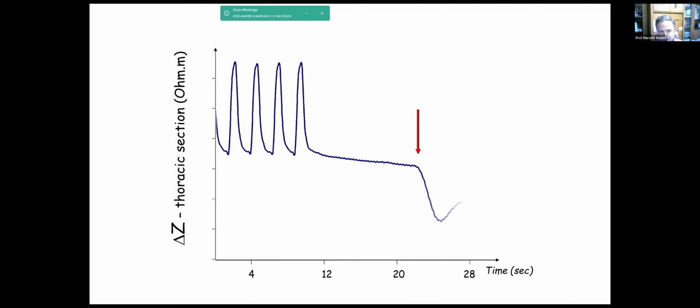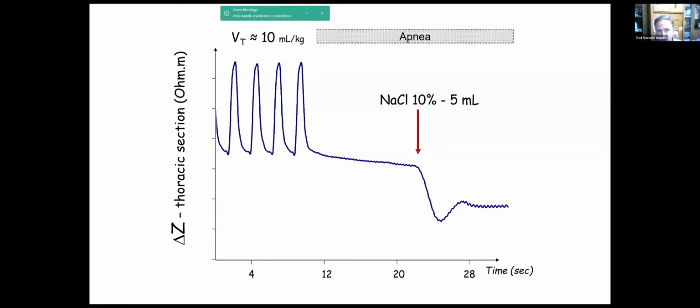Typically, this is the signal of a plethysmogram of a patient in the ICU. This is the ventilation signal. And then we stop. We perform an apnea using an expiratory pause. And then we inject a saline. Nowadays, many different concentrations of saline have been studied. Typically, you have been using 7.5%, 10 mLs, but many papers nowadays are using 10 mLs with 10% saline solution with a good safety record.